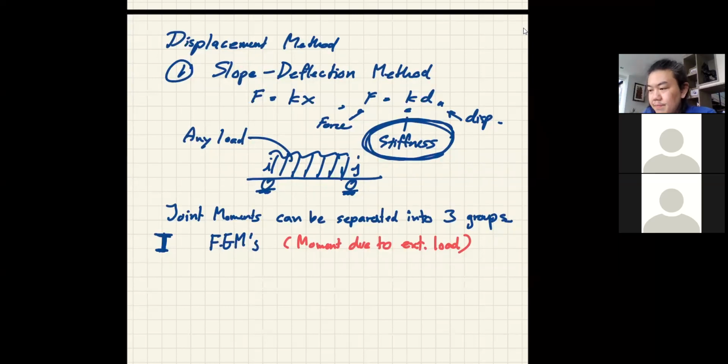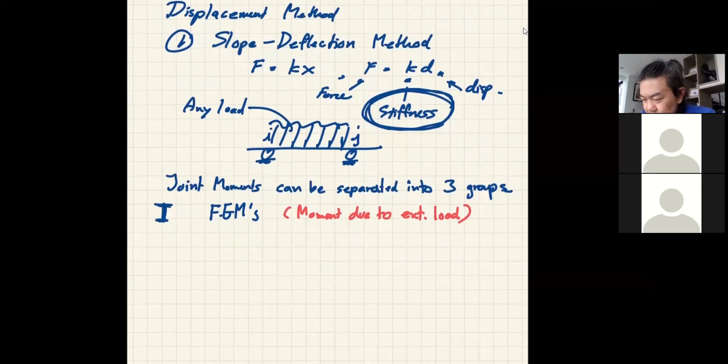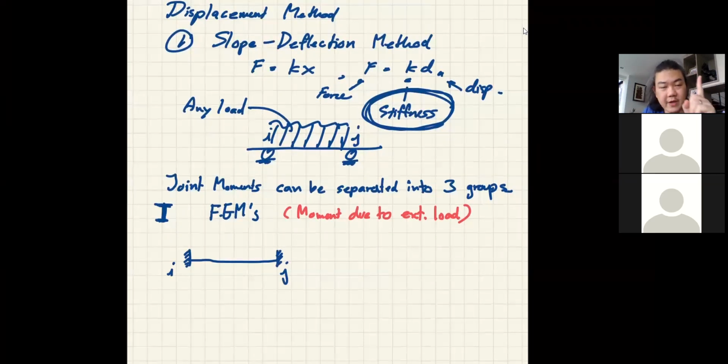Meaning we are now looking at this particular member, IJ, without rotation. So I can say that it's going to be fixed, because I'm saying the moment is due to the load alone.